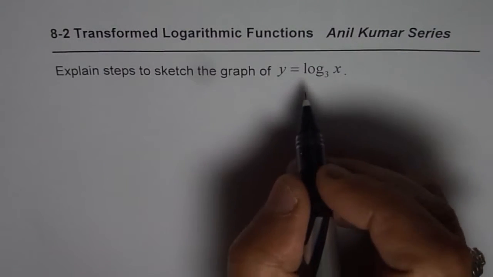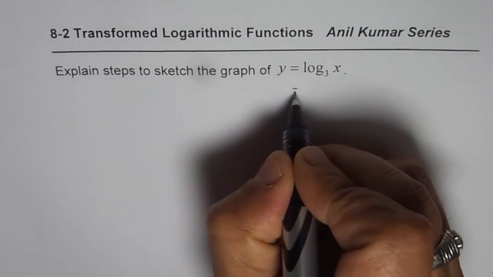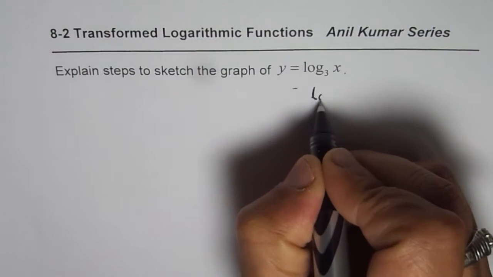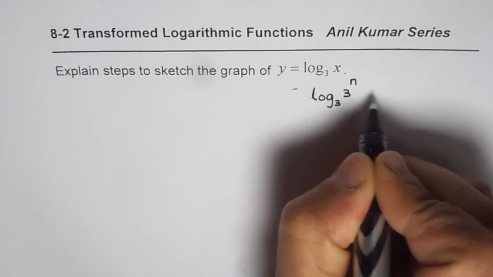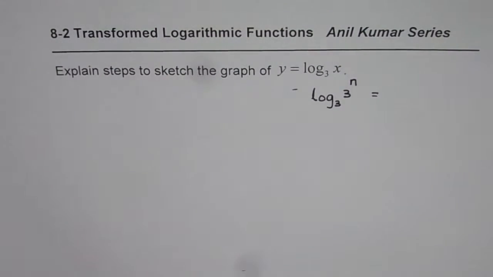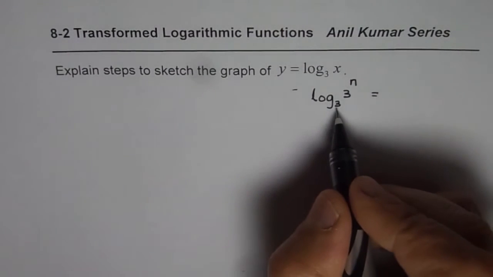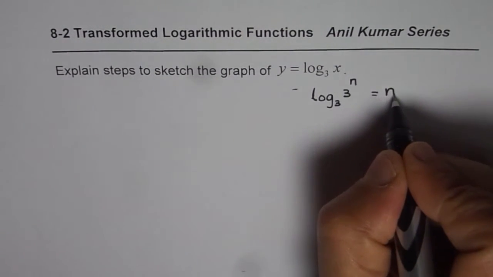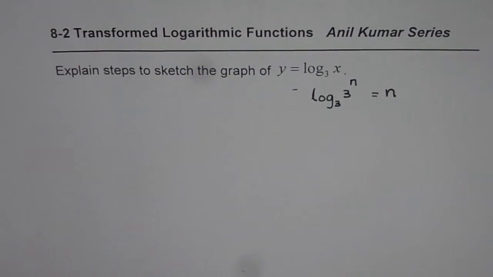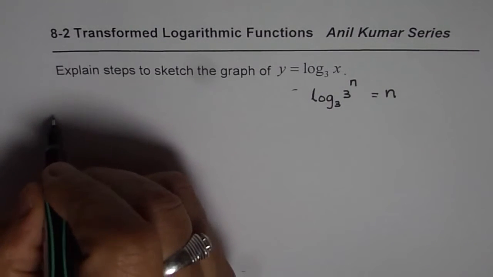I am just looking at this and I'm saying, well, I do know one thing about this function. What is log base 3 of 3 to the power of n? Can you answer this question for me? That is the key thing. Log base 3 of 3 to the power of n, as you know, is just the number n. And that gives me all the key points which I should be considering to sketch the logarithmic function, correct?